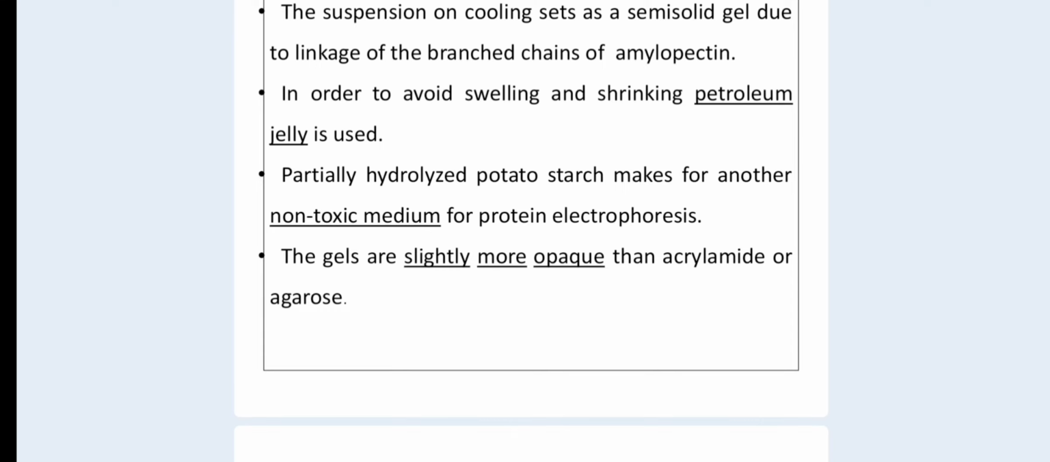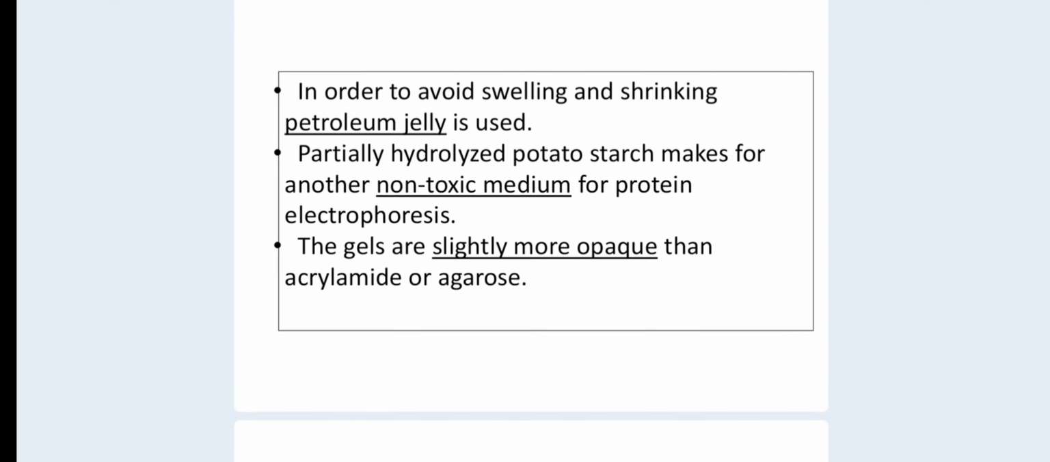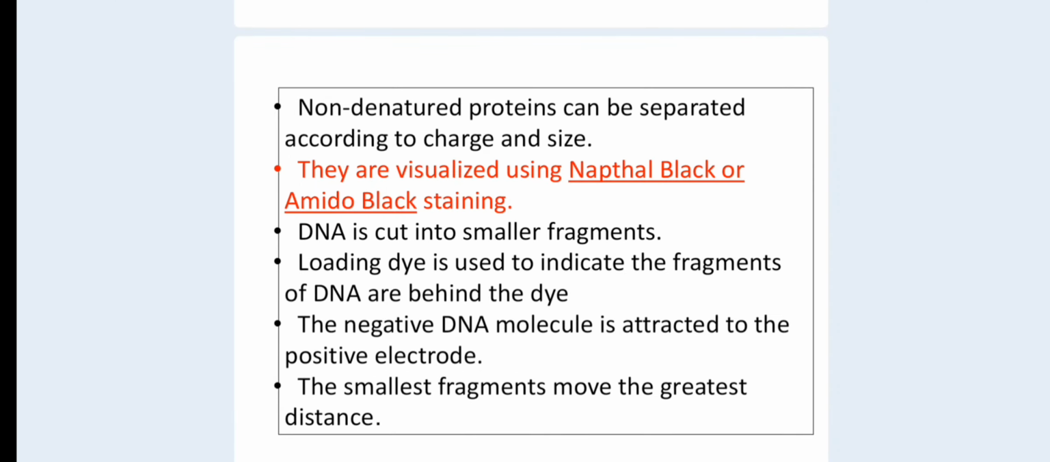In order to avoid swelling and shrinking, petroleum jelly can be used. Partially hydrolyzed potato starch makes for another non-toxic medium for protein electrophoresis. The gels are slightly more opaque than acrylamide or agarose gels. In order to avoid swelling and shrinking of this starch gel, petroleum jelly can be added. Non-denatured proteins can be separated according to charge and size. They are visualized using naphthol black or amido black staining.